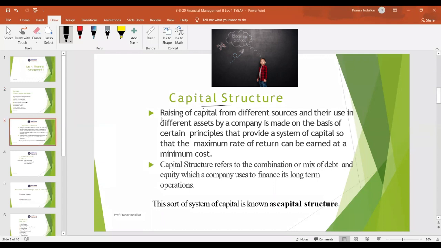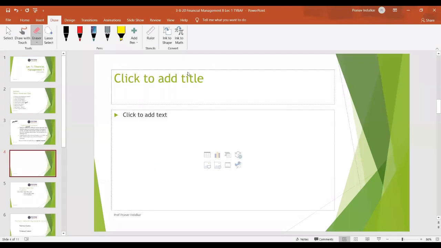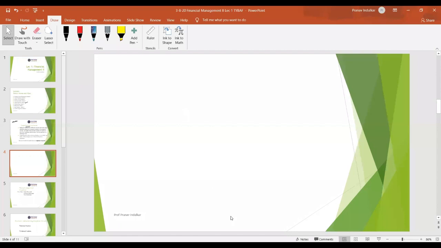Capital structure. What do you understand by structure? What is the meaning of structure? Yes, anyone? Layout. Okay. So structure is a layout. Great. And capital. What is capital? Funds, money. Okay. So what we are supposed to do is make a layout in capital structure.